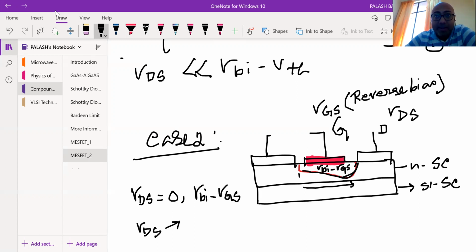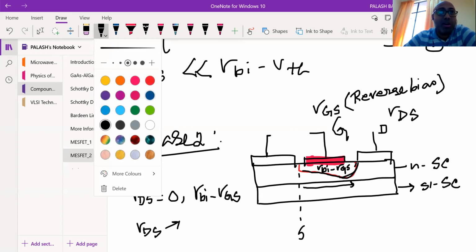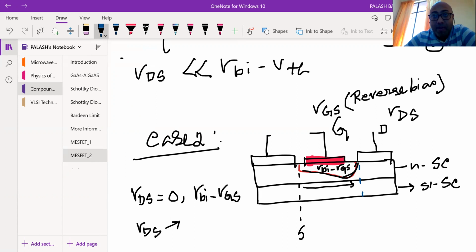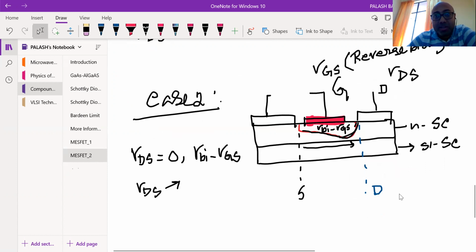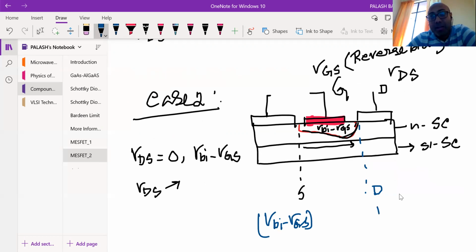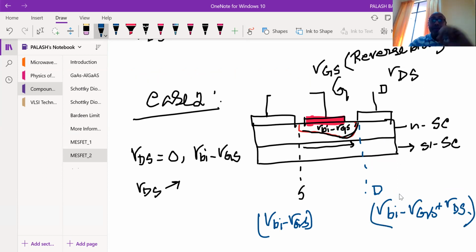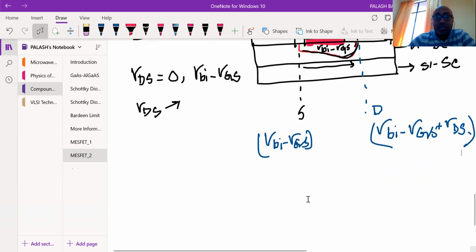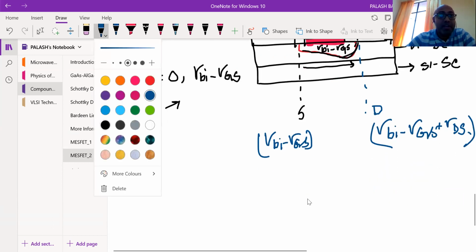Now, if you go back to the source side, and if it is a drain side, you'll see what is the voltage at the source side. Voltage across the source side is VBI minus VGS. And what is the voltage across your drain side? VBI minus VGS plus VDS, right? So that means if you try to draw it separately, you'll see it in this manner.